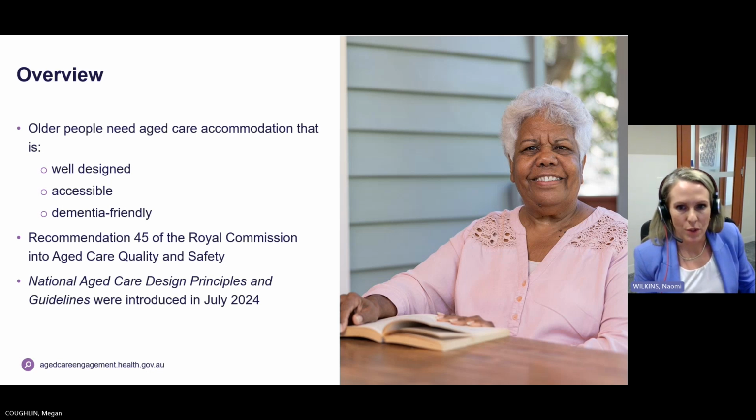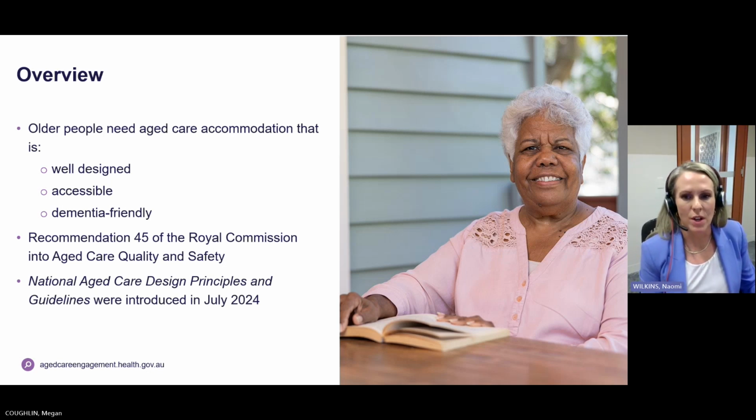As most of you would know, the Royal Commission into Aged Care Quality and Safety identified that the built environment can be supportive, familiar and therapeutic, or it can be a barrier to independent functioning and a high quality of life. We know that over half of people living in residential aged care are living with dementia, and that enabling environments benefit people both with and without dementia, and that dementia-friendly design in aged care makes good design for everyone.